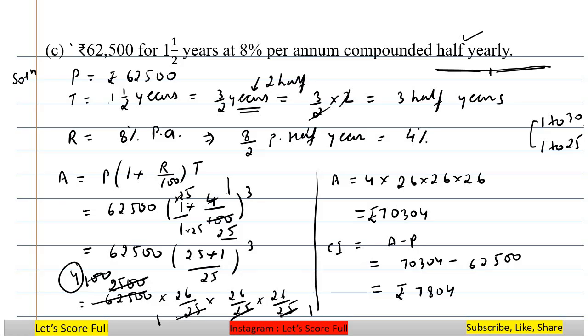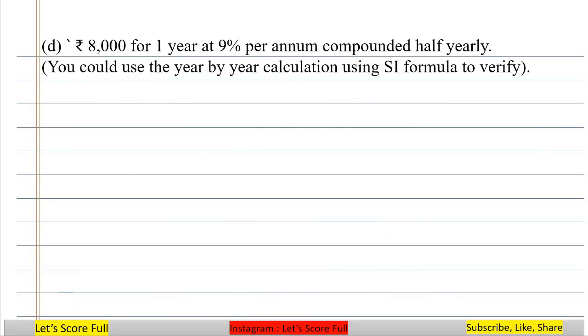I hope you understood this problem very well. This is easier now, right? Let's move to the next question. Principal they have given 8,000 for 1 year at 9% per annum compounded. Again it says half yearly. Now they have also asked you could use the year by year calculation using simple formula to verify. We can also use half yearly calculation, and we can add those things, and it should be equal to the compound interest by formula.